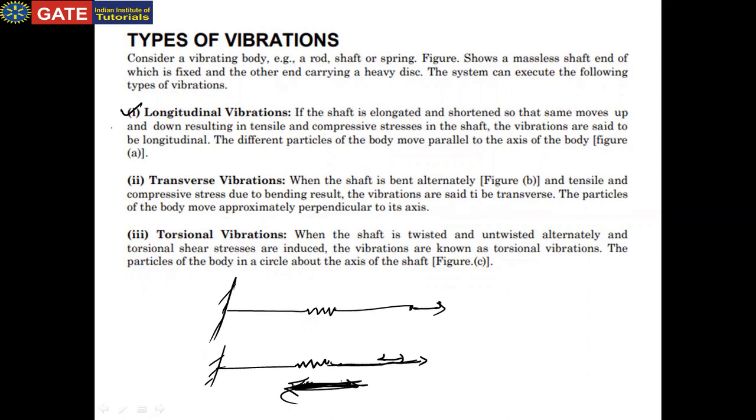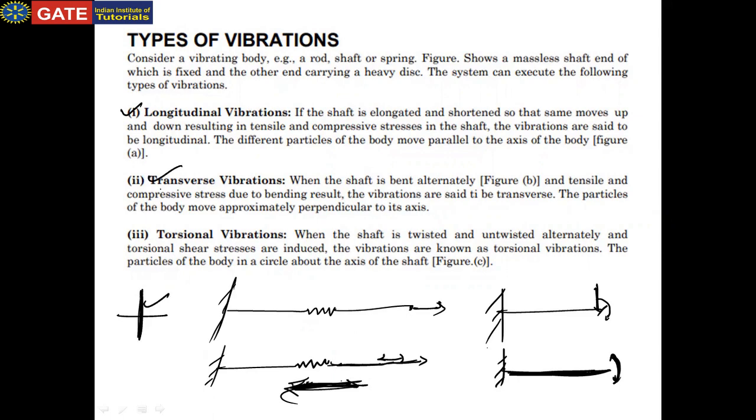Then transverse vibration. Basically it is because of the bending, like this is the cantilever and here you are applying the bending load or this force. Once you remove this, then the cantilever vibrates in this way, but your vibration or motion will be in upward direction, upward and downward.